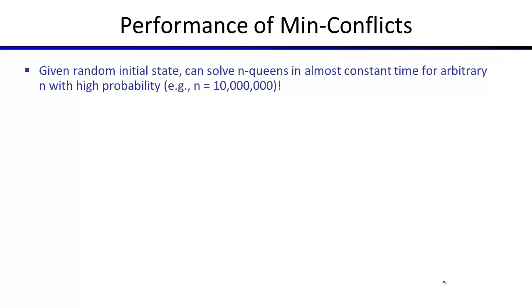Here's the amazing thing. If you start with a random initial state, my n queens wasn't random. It was like the worst thing you could imagine when they're all in the first row. But if you start with a random initial state, you can solve an immense n queens problem in basically constant time. So with high probability, even for n is 10 million, if you start with an initial random 10 million by 10 million board, you can basically solve this thing instantly. That's kind of amazing. I mean, it's not actually clear what you do with the ability to solve a 10 million queens problem, but you can do it really fast now.